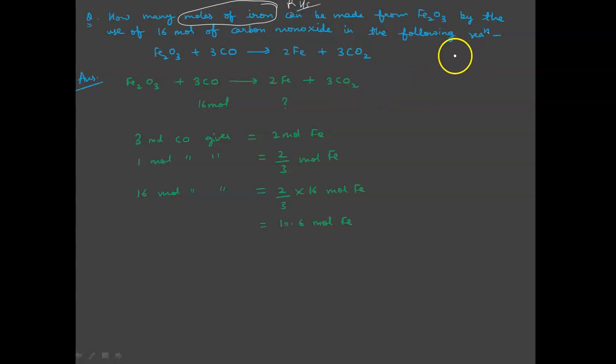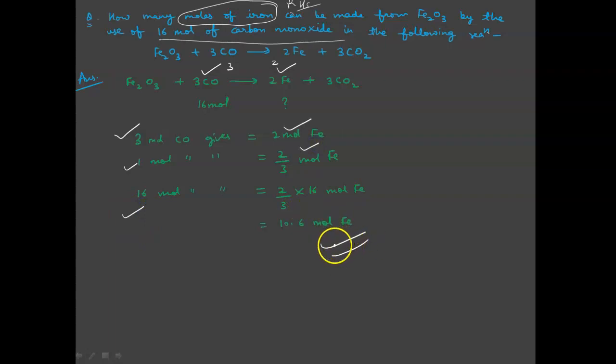Now we have been given carbon monoxide. So we have two things, carbon monoxide and iron. From the standard equation, this is 3 mole, this is 2 mole. So 3 mole giving 2 mole, so 1 mole giving 2 upon 3. Now 16 mole will give 2 upon 3 into 16. That comes out to be 10.6 mole Fe. So following this technique of the unitary method, you can calculate the answer easily.